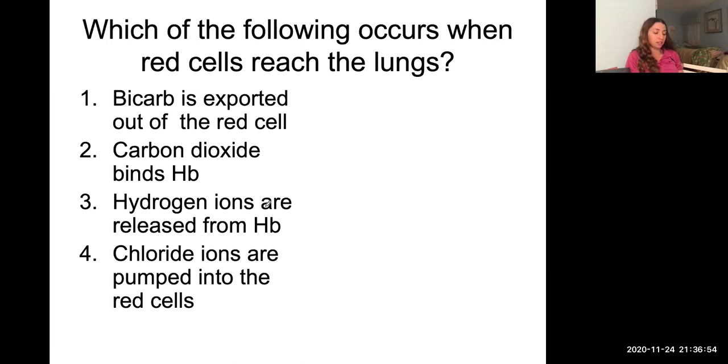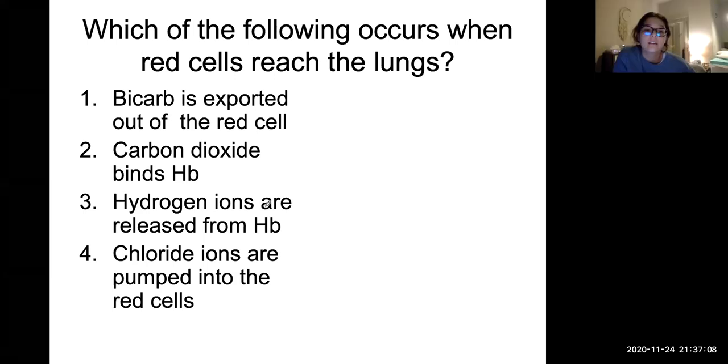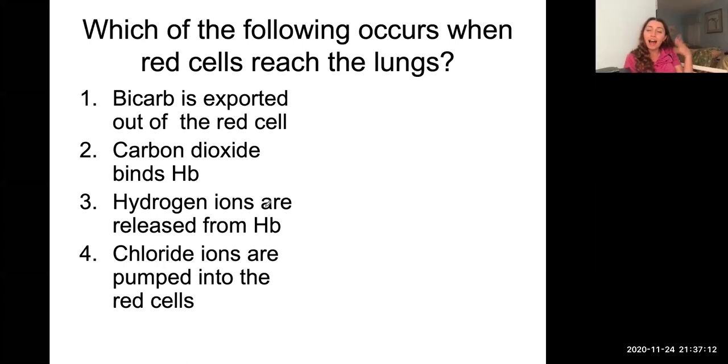Once a red blood cell gets to the lung, the hydrogen ions are gonna be released from the hemoglobin. It will bind to it. Yeah, it's bound to the hemoglobin, but you don't need to know all that. All you need to know is bicarb is exported out of the cell because it has to be. If it's not, how are you gonna do gas exchange?